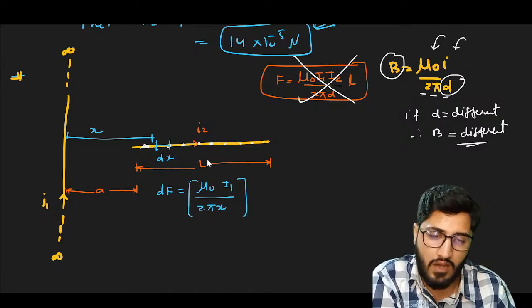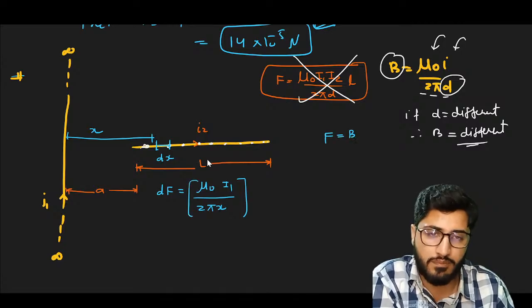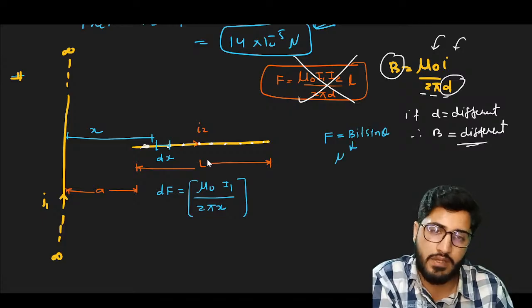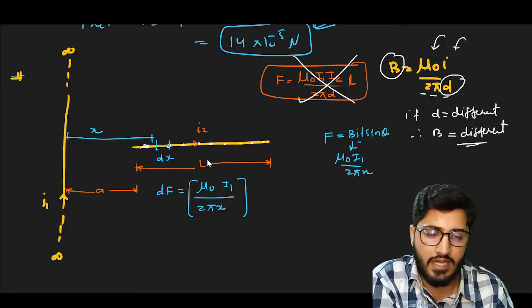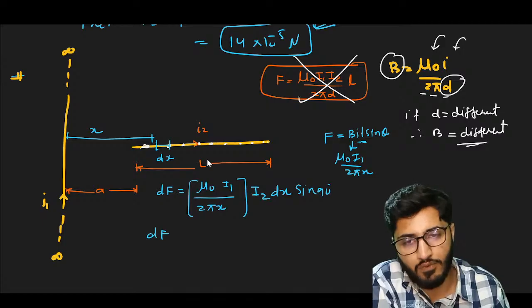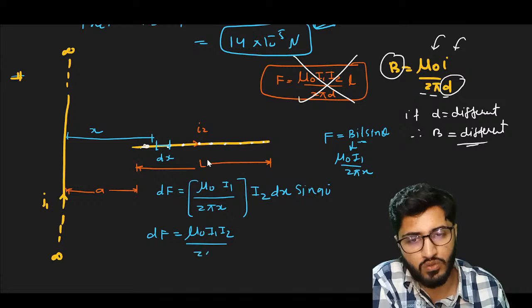Look what we have. F equals BIL sin theta. So B equals mu naught I1 divided by 2 pi x. The current I is I2. L is dx. Then sin 90 degrees. So dF came out to be mu naught I1 I2 divided by 2 pi x, times dx.